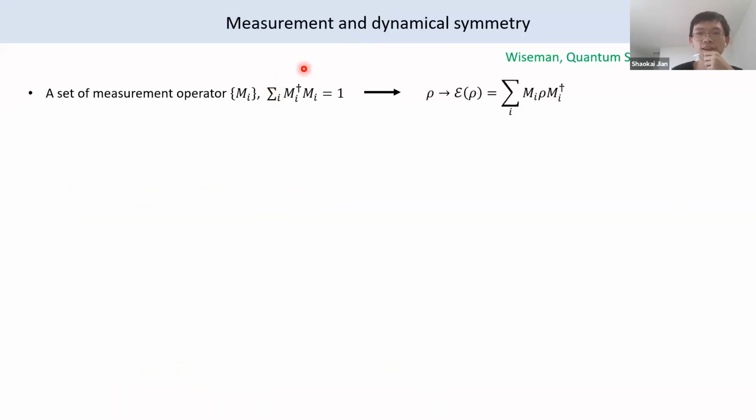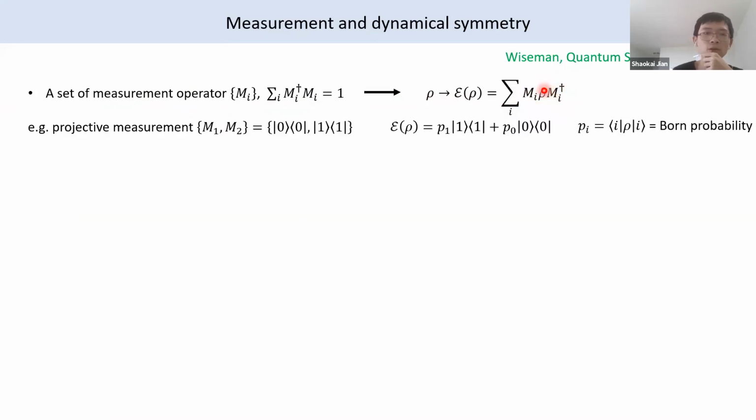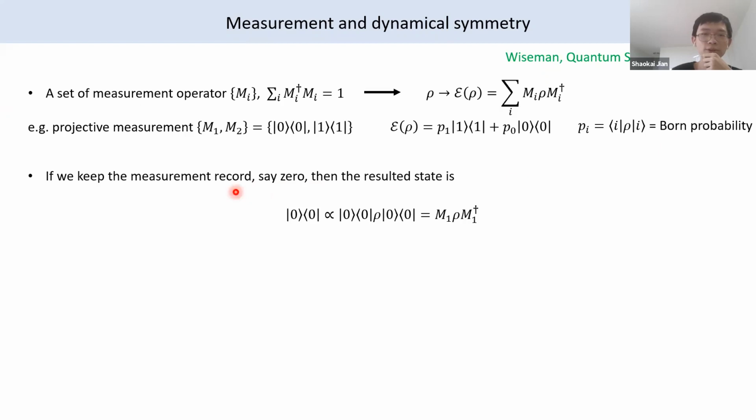So to talk about measurement, we need a set of measurement operators. I call them M_i here. The measurement is done by applying the measurement operator to the density matrix. For example, if we consider projective measurement of a qubit, we have two measurement operators, the projection to 0 or 1 states. So the outcome of the measurement is either 1 or 0, depending on the Born probability. If we keep the measurement record, say we know the measurement outcome is 0, then the resulting state is, of course, the 0 state. This is also done by applying M_1 to the density matrix. So whenever we say we keep the measurement record, all we mean is that we know exactly which measurement operator is applied to the density matrix.